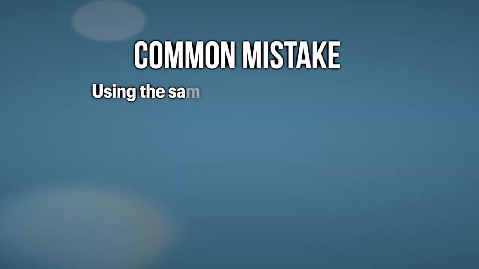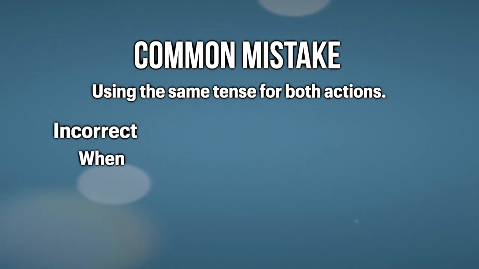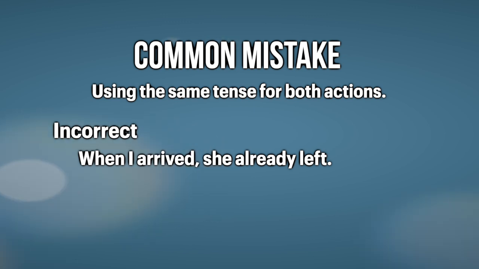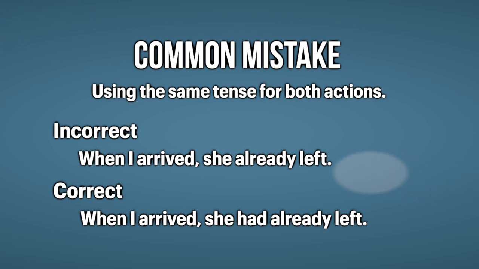Incorrect tense sequences. Sometimes students use the wrong sequence of tenses in complex sentences. When talking about two actions that happened at different times, use the correct sequence of tenses. For example, when I arrived, she had already left. A common mistake is using the same tense for both actions. This is incorrect: when I arrived, she already left. Whereas this is correct: when I arrived, she had already left.